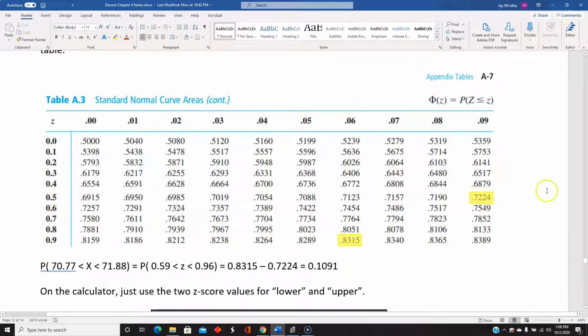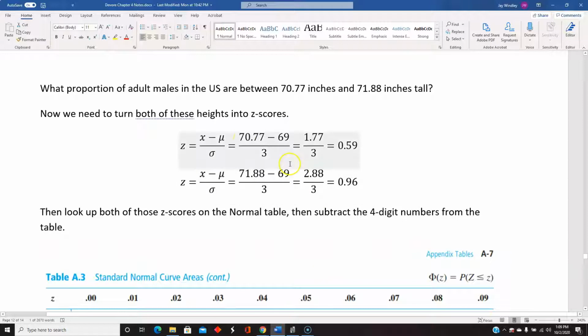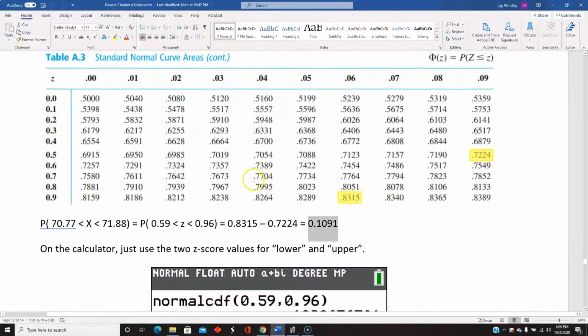So 0.59 gives me this proportion, which I've written down here, and 0.96 gives me this proportion on the table, which I've written down there. Then you subtract those numbers from the table, and you get this, which means about 10%, maybe 11% of adult males are between 70.77 inches and 71.88 inches.